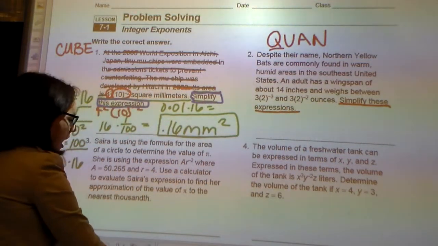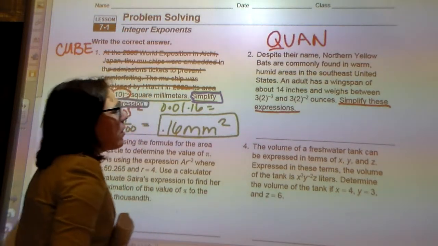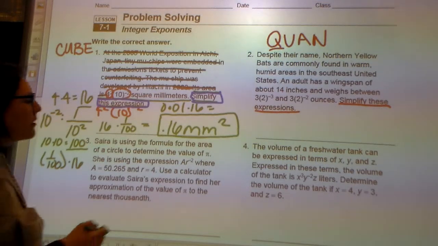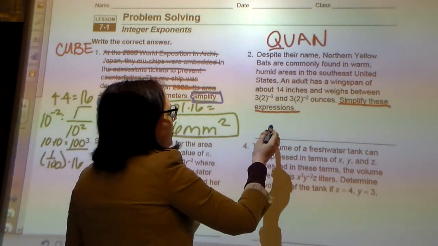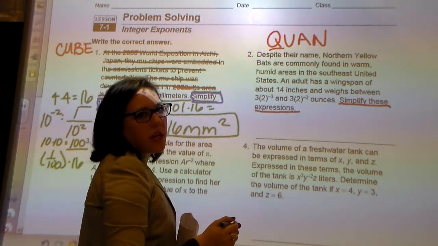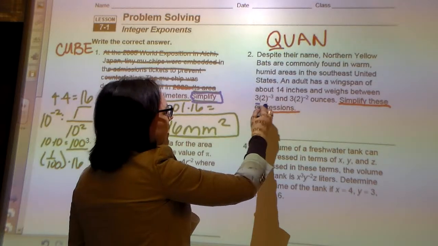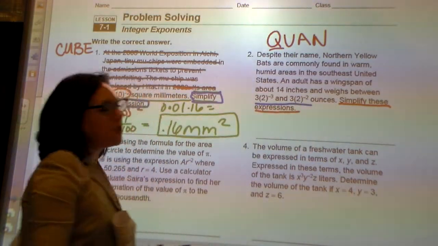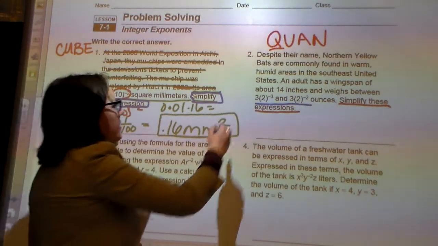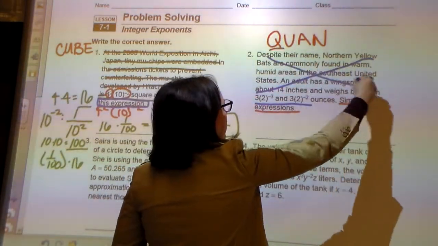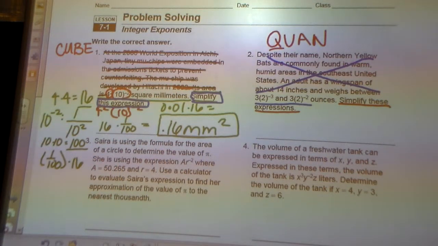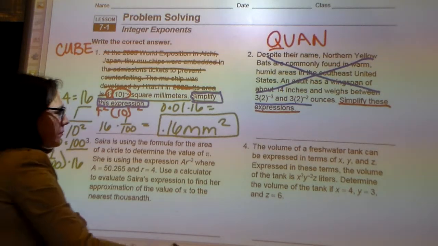Now when we go to underline important information, what would some of the important information in this be? 3 times 10 to the negative third. So do we care about the 14 inches? Is that important to us? No. We only want to simplify these expressions. So really, that's all we need to know is those two numbers to simplify, correct? Yes, ma'am. So that means that the rest of this doesn't matter at all. We don't care about that information. So, how do we simplify these expressions when we see a negative exponent?